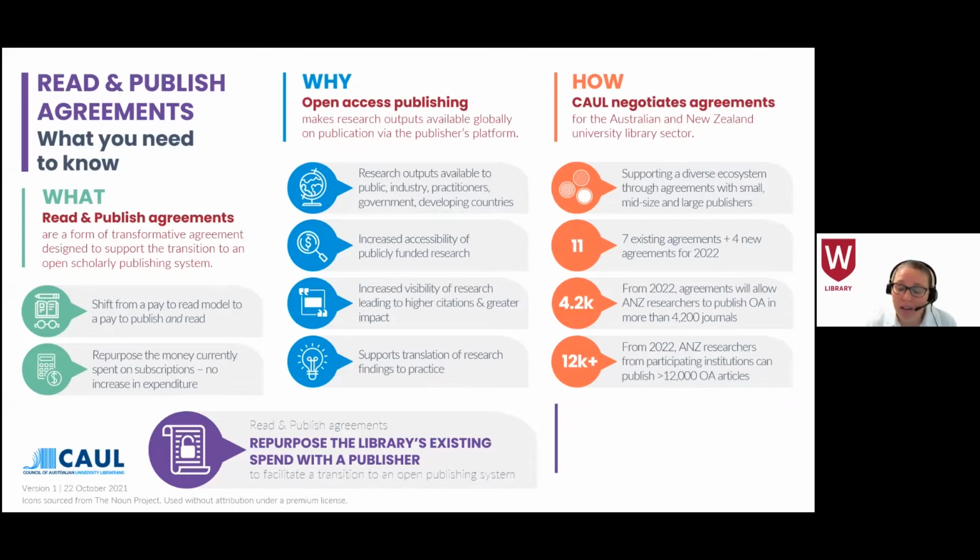We have 3 that we're going to be using for this year. And it's through the Council of Australian University Librarians. So it's a shift from a pay to read model to a pay to publish and read. Research outputs are available to public, industry, practitioners, government and developing countries. And it supports a diverse ecosystem through agreements with small and mid-sized large publishers.